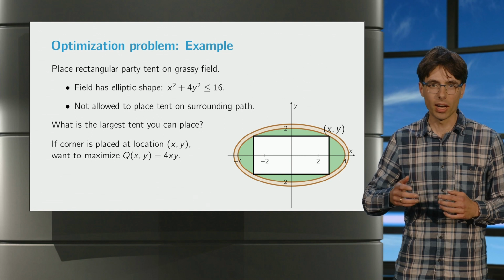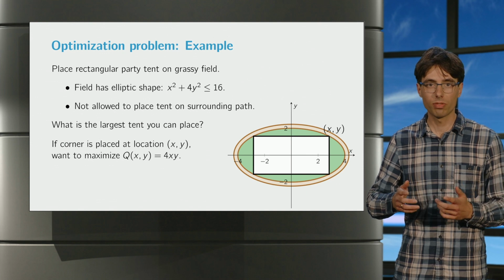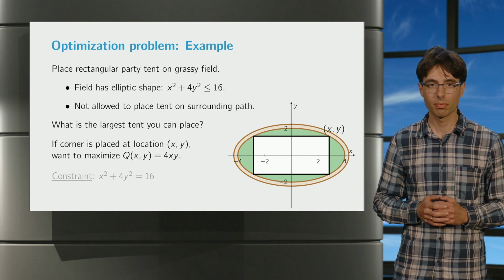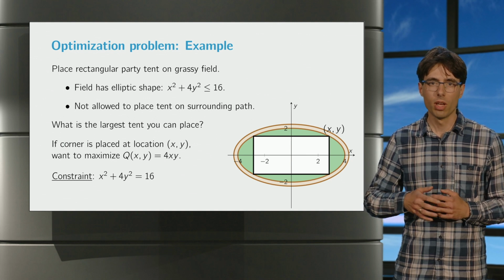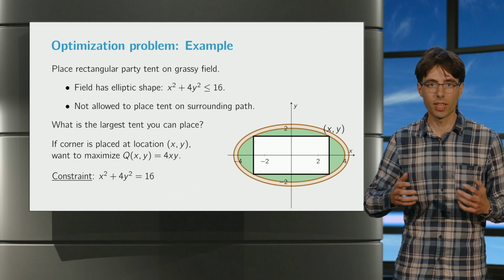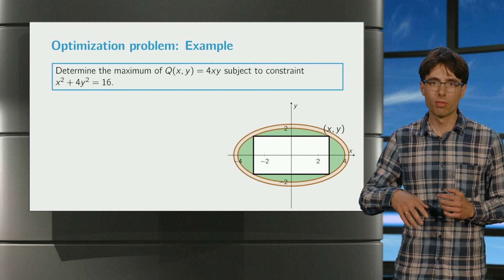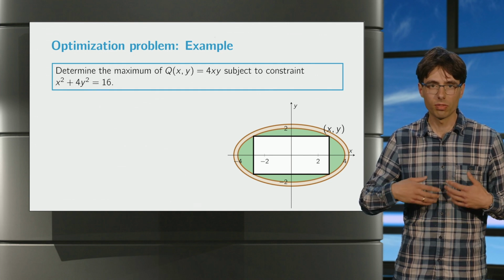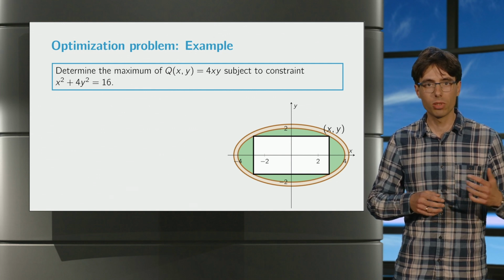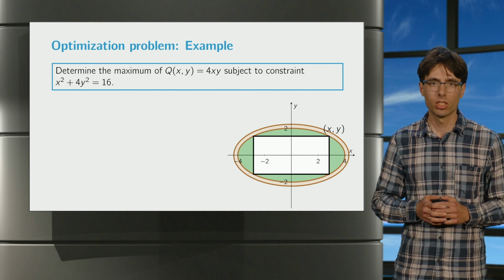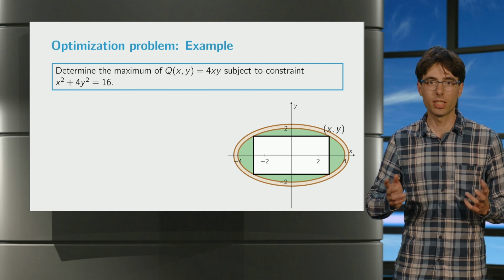Indeed, the point (x, y) lies on the edge of the field, so it satisfies the equation x squared plus 4y squared equals 16. We call this restriction a constraint on the optimization problem, which means that we only consider those values of x and y that satisfy the constraint. So summarizing, we reformulated the problem so that we want to find the maximum of the function 4xy subject to the constraint x squared plus 4y squared is 16. So how would you find the optimal value to such a problem? We will come back to this example at the end of the video.